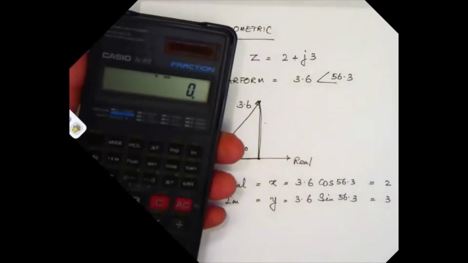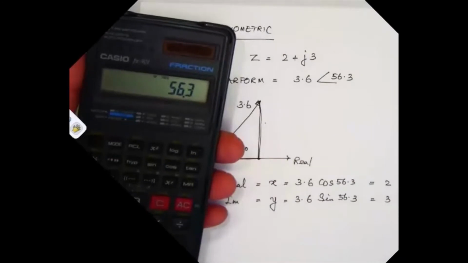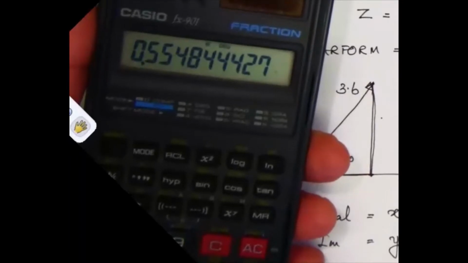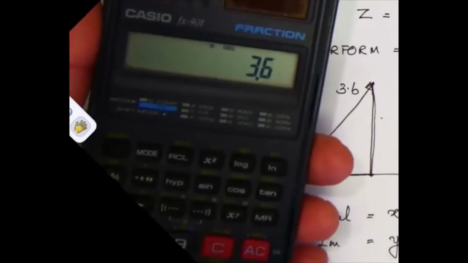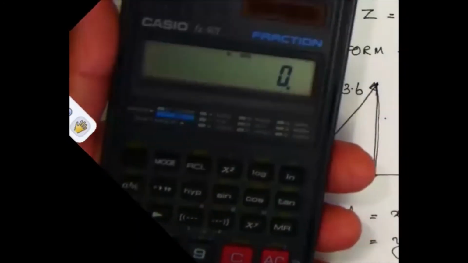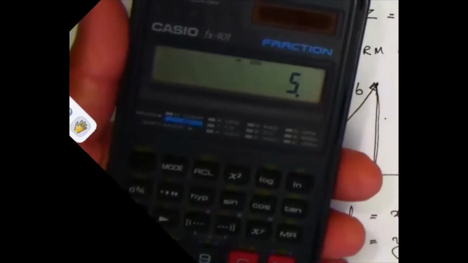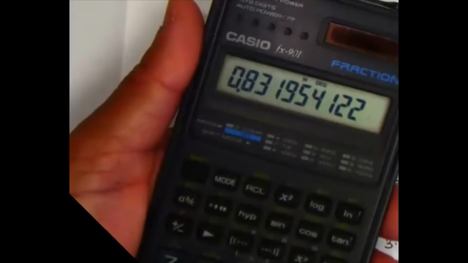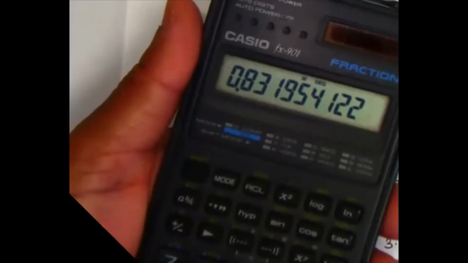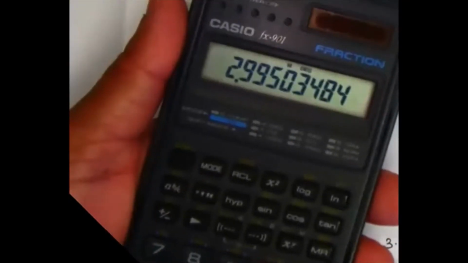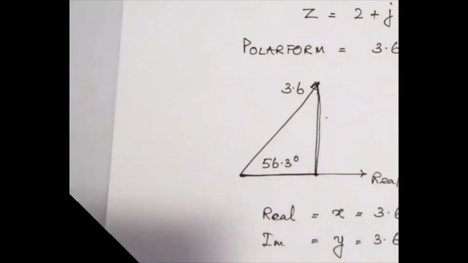Now 56.3 cos is that much, and when you multiply by 3.6, you will get 1.99, that's almost 2 there. And if you take 56.3 sine, that's that much, and if you multiply that by 3.6, you will get 2.99, that is almost 3 there.